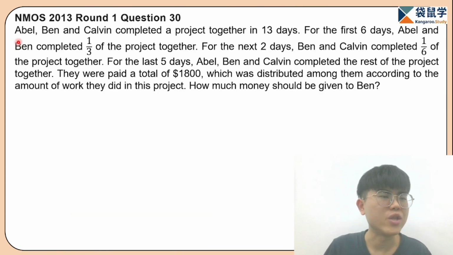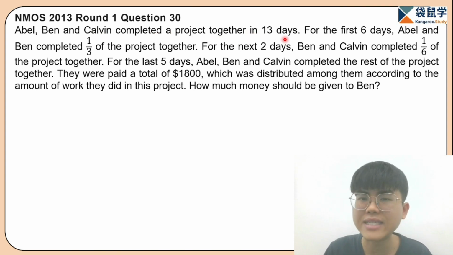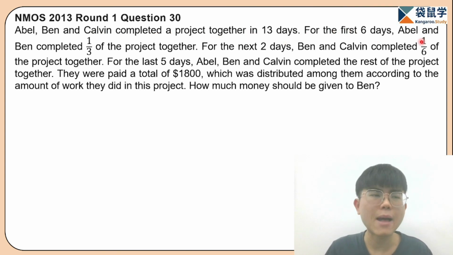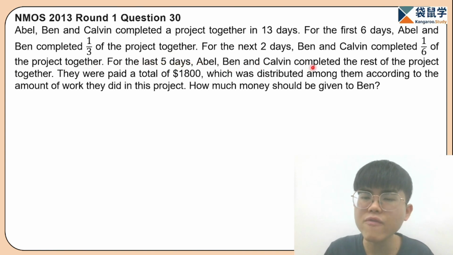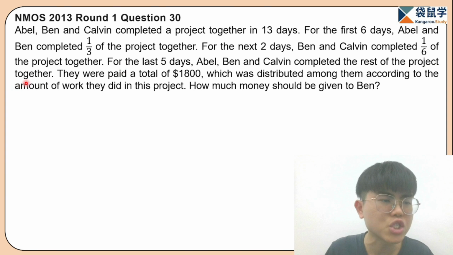So from the question, we know that Apples, Ben, and Calvin completed a project together in 30 days. For the first 6 days, Apples and Ben completed 1/3 of the project together. For the next 2 days, Ben and Calvin completed 1/6 of the project together. For the last 5 days, Apples, Ben, and Calvin completed the rest of the project together.